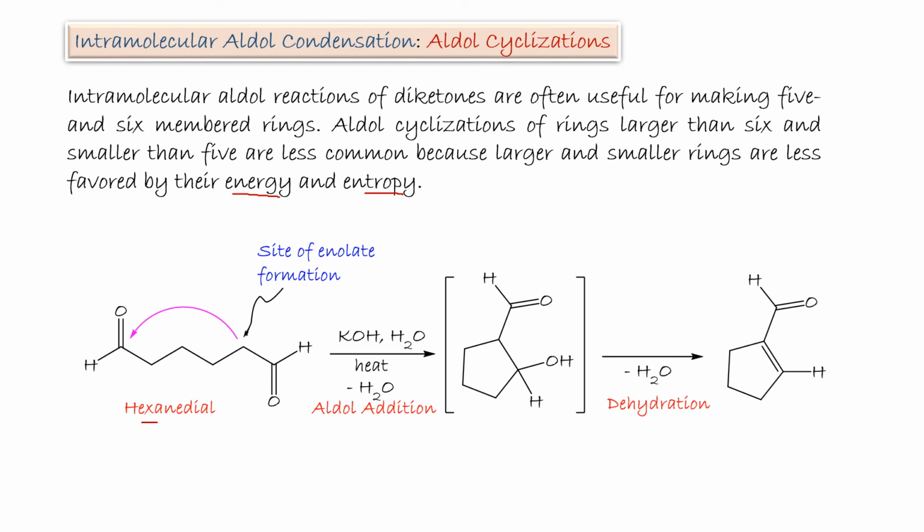Here we have hexanedial. We have here the alpha site of the enolate. Enolization of this center attacks the other carbonyl to form this beta hydroxy carbonyl, followed by dehydration to form the cycloalkene carbaldehyde.